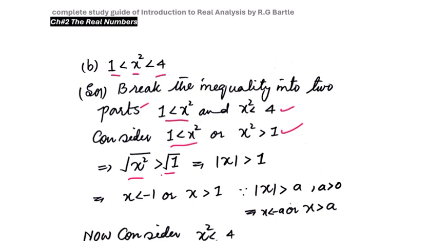In case of inequality, we can change the square root of x square to absolute x. So we can write it as absolute x greater than 1. Now we have a result: if absolute x is greater than a, where a is a positive real number, then you can open this as x less than minus a or x greater than plus a. So this can be written as x greater than 1 or x less than minus 1.